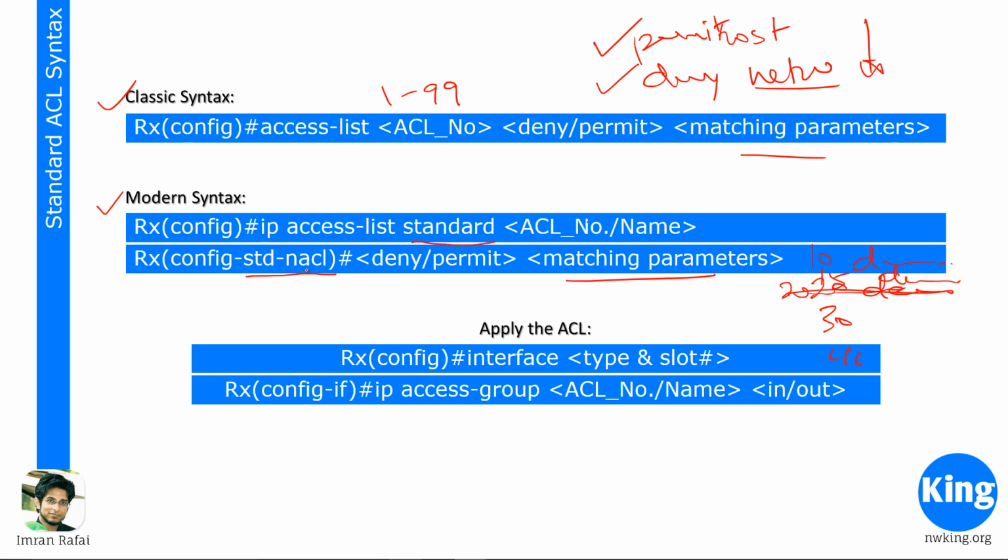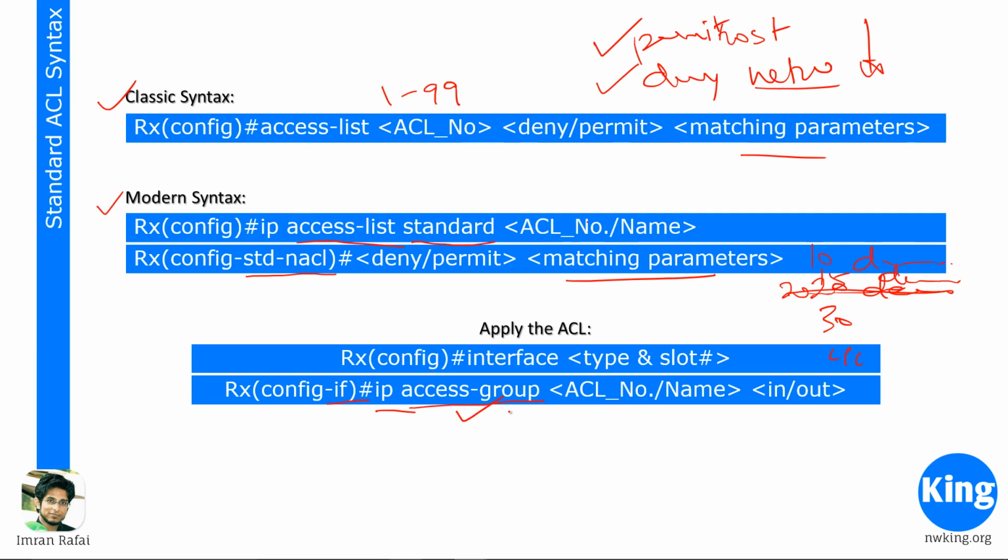So once we create an access list using either of these ways, either the classic way or the modern way, you have to apply this ACL. Now how do you apply that? You go into the interface, just like normal interface F0/0, whatever, go into the interface subcommand and type this keyword, IP access-group. Remember, this is access-group, this is access-list. So access-group is the keyword used to apply this to the interface.